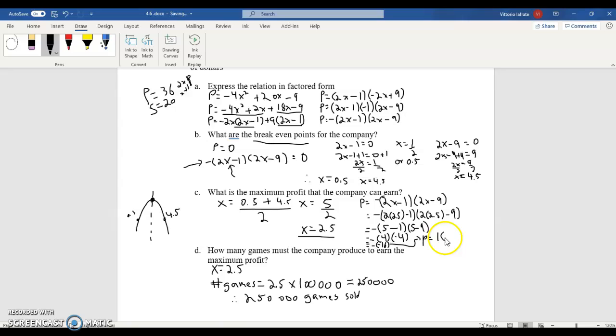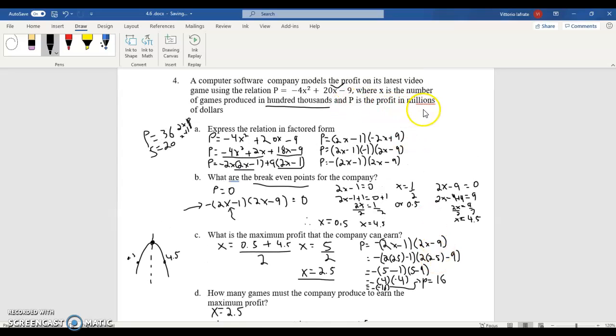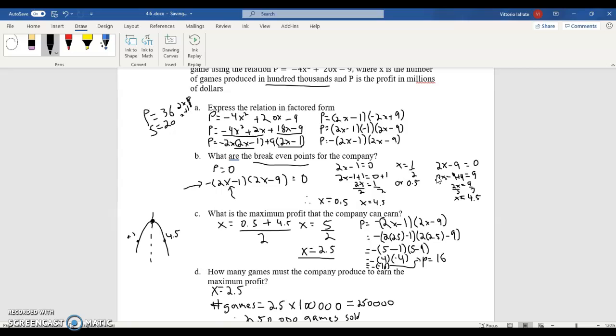So this does not mean that the maximum profit is $16. That would not be very good for this company. Look at the question. The question says that P is profit in millions of dollars. So each unit is a million. So if we had 1 again, that's 1 million. 2, that's 2 million. 3, that's 3 million. So you're taking this P and multiplying it by a million. So we know that the amount of money earned, therefore, the max profit is $16 million.